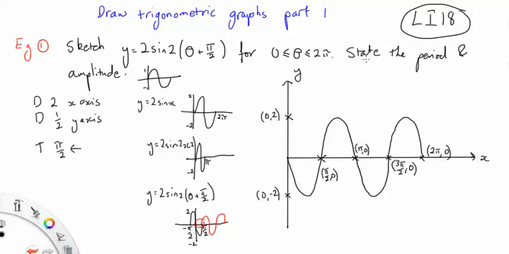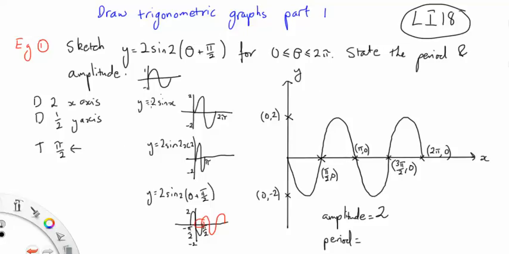Now it's asked us to state the period and the amplitude, so let's do that. The amplitude is of course 2. Can we have negative amplitude? No. The amplitude is 2. The period is, well, you could read off the graph and you would get pi. That's the period.